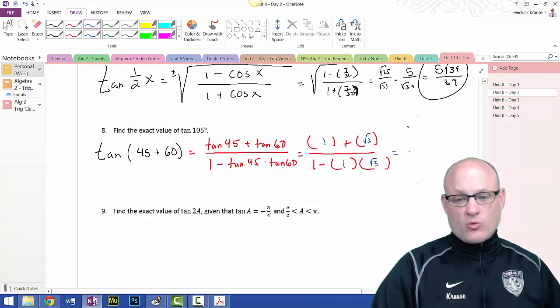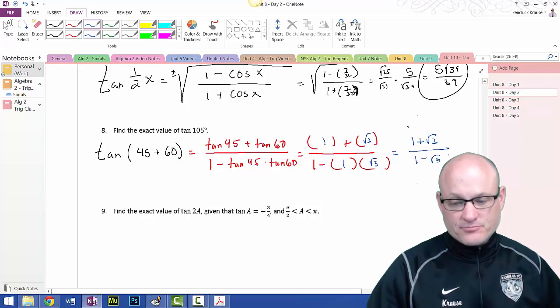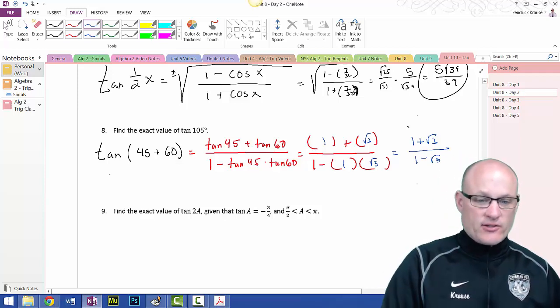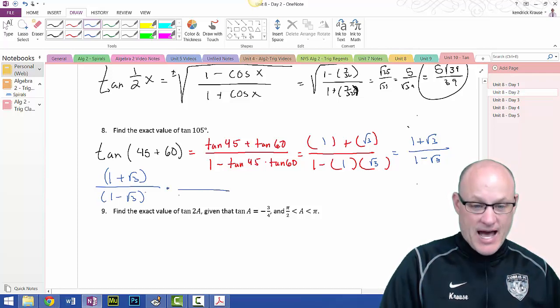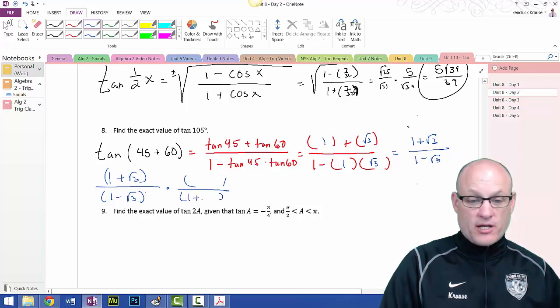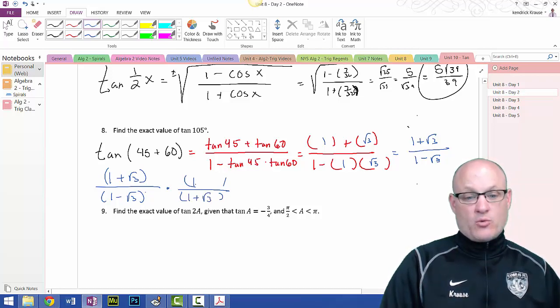Those are both 1. The tangent of 60 is radical 3. So I end up with 1 plus radical 3 over 1 minus radical 3. And no, we did not do this already. To rationalize this, you have to multiply by the conjugate of the denominator. Well, the conjugate of the denominator is 1 plus radical 3.